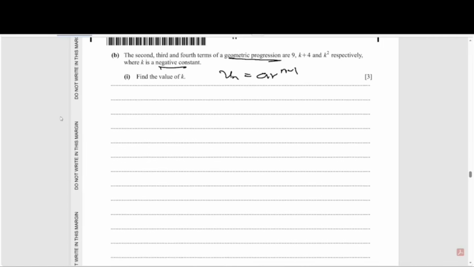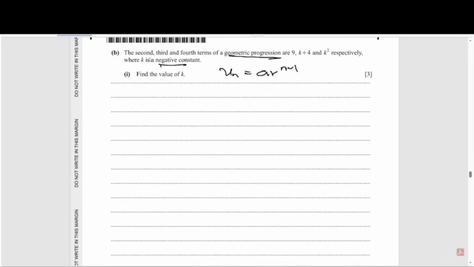Remember, for a GP, the nth term is given by the first term times the common ratio exponent n minus 1. Right? So by this formula, the second term, u2, means we're replacing n by 2. That gives us 2 minus 1, and that is exactly ar. So the second term is 9. That means that ar is equal to 9, and that is one equation.